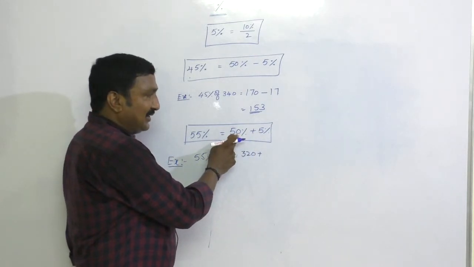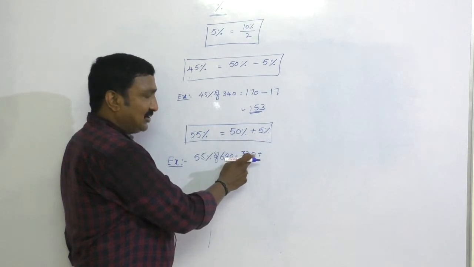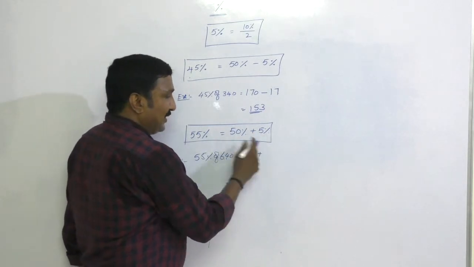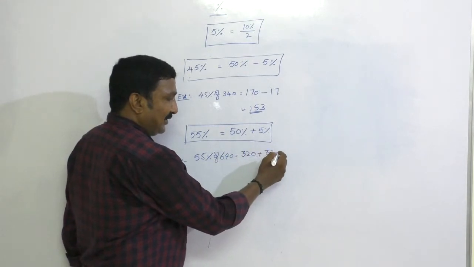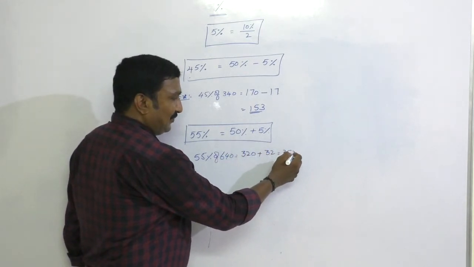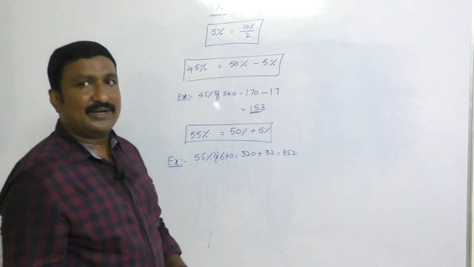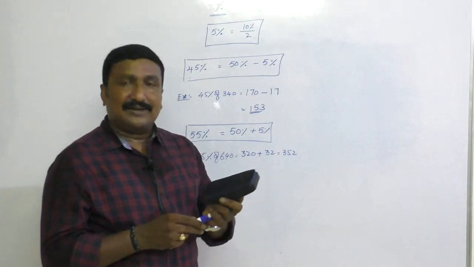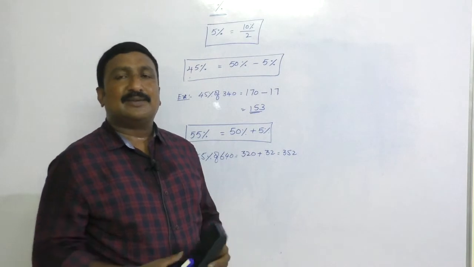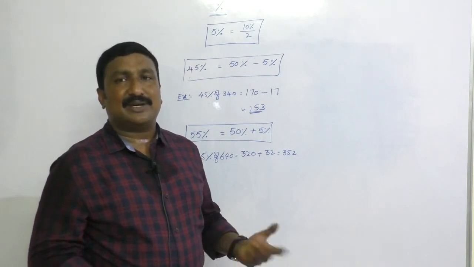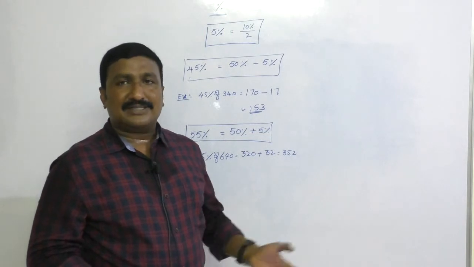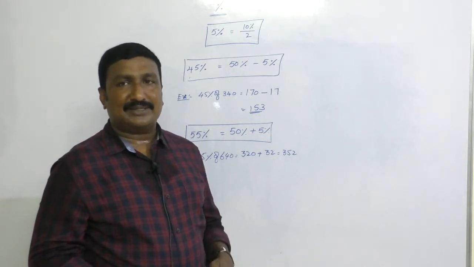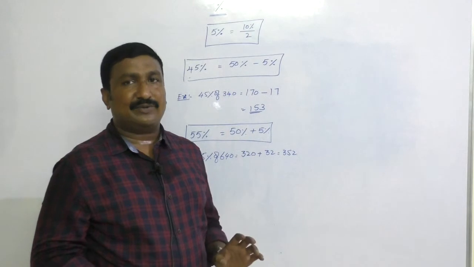Once 50% is 320, no need to calculate the 5%. Here I am eliminating the 0 for 5%. So 50% is 320. 5% is equal to how much will come? 32. Which is equal to how much will come? 352. Okay now friends, like that we can calculate 55%. Similarly, 65% means 60% plus 5%, or 50, 10, 5. Or 75% means 70% plus 5%, or 100 minus 25%.